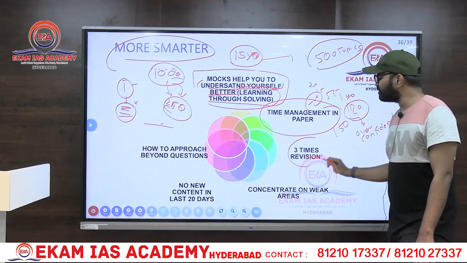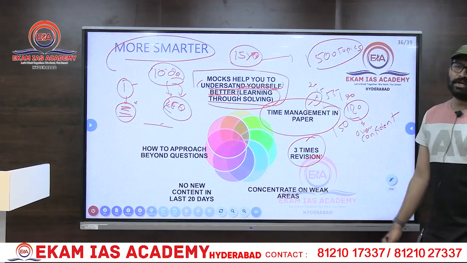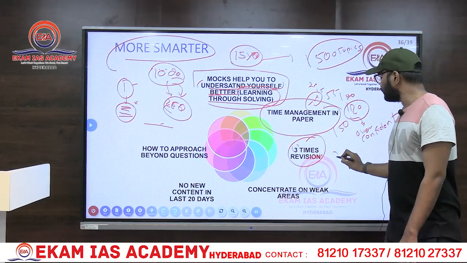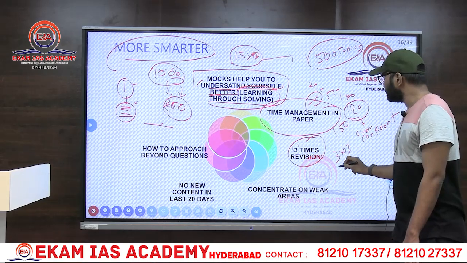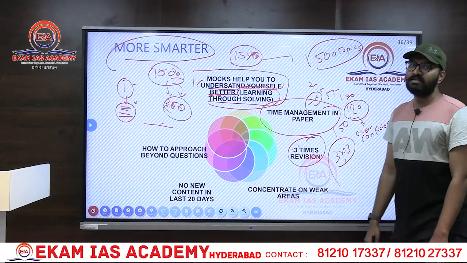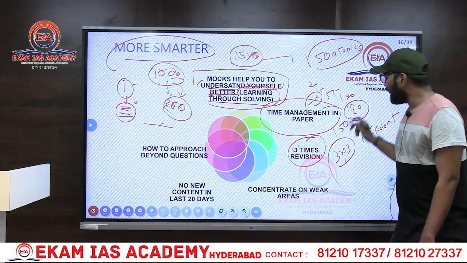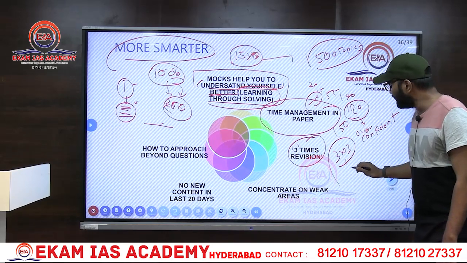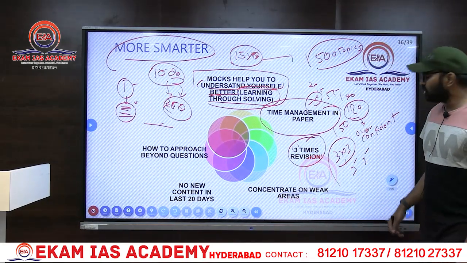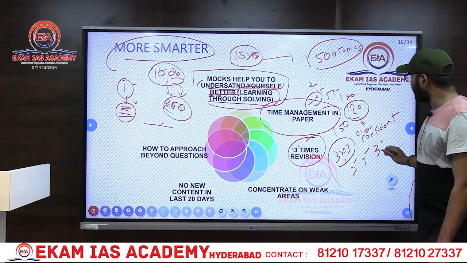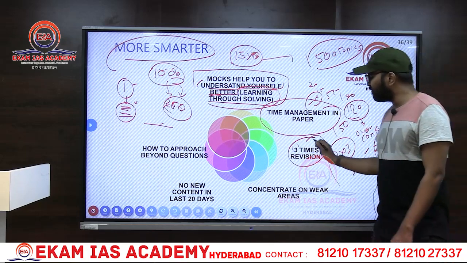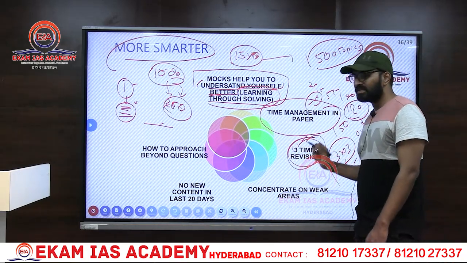Next, how many times should the static be revised in these 20 days? 3 times, for at least 3 subjects: polity, history and economy. These 3 subjects should be revised at least 3 times. I am telling you, revise polity 3 times and economy 3 times, because you can get something like 30 questions directly if you have very good strength in this static.